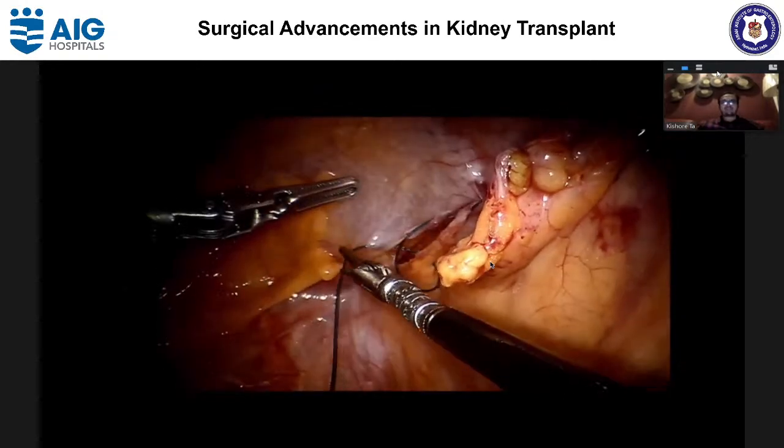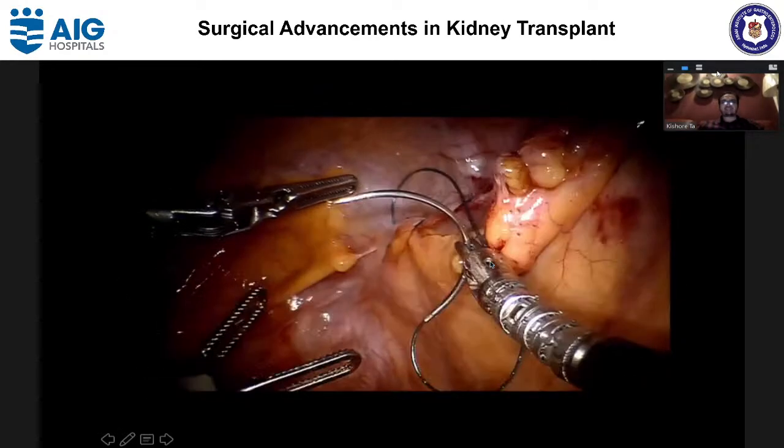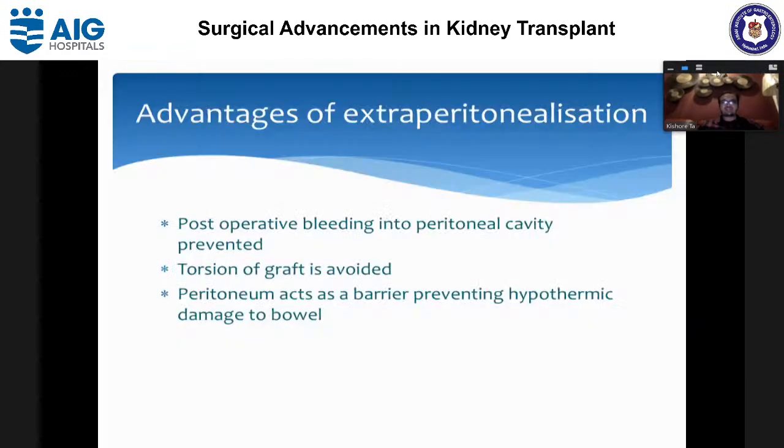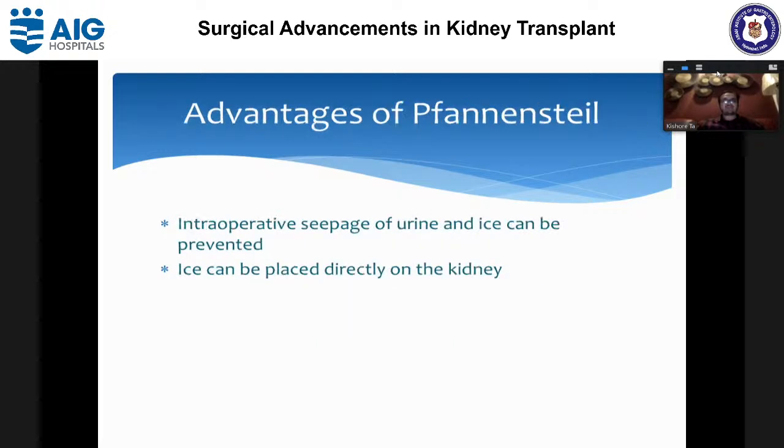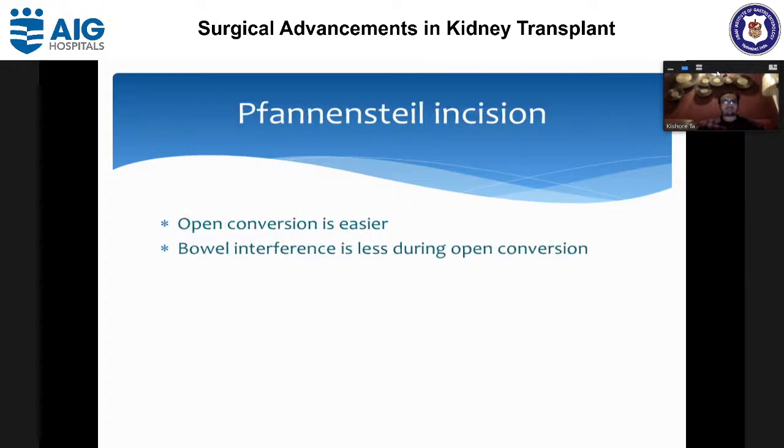So the advantages are that post-operative bleeding is limited to the extraperitoneal space, the graft does not have any issue with torsion, and bowel interference, if there is an open condition, is very less. Renal biopsy can be done, and migration of bulldog clamps or needles does not happen. And if ice is kept, it will avoid seepage of urine and ice into the peritoneal cavity.